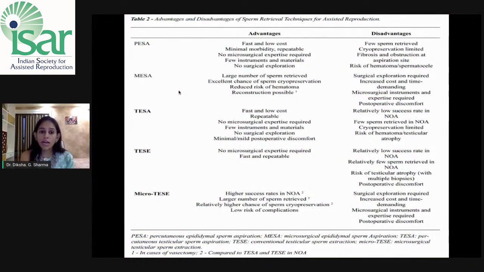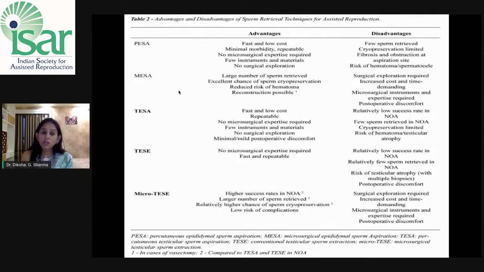Quickly, recapitulating. When we do a percutaneous epididymal sperm aspiration, it's a very fast, low-cost procedure, does not have much morbidity. There's not much learning curve to it, needs few instruments and materials, does not need any surgical exploration. On the other hand, the sperm number retrieved might be low, might not be able to cryopreserve them. Also, there can be fibrosis and obstruction later on at the aspiration site. Also, risk of hematoma, spermatocele is there.